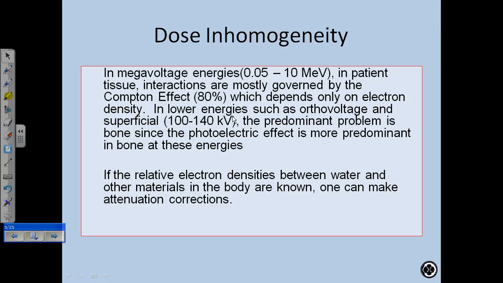If the relative electron densities between water and other materials in the body are known, one can make attenuation corrections. So we've got a good thing going here. We know the Compton effect is 80% of the interactions, and we know we can use this electron density information to calculate the amount of Compton effect, so we can make corrections for that.